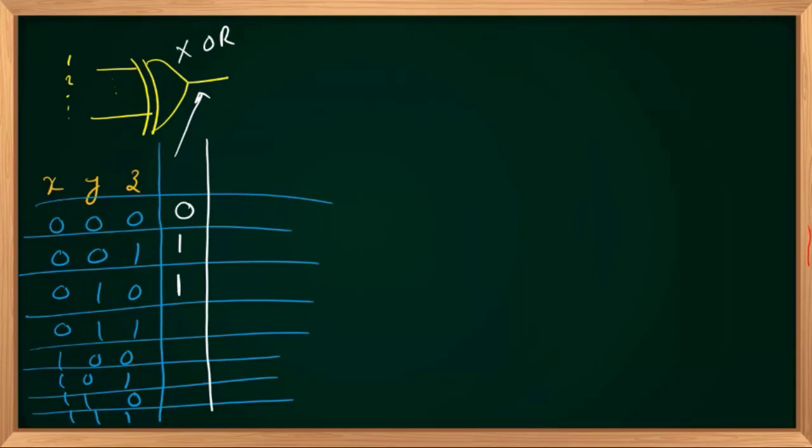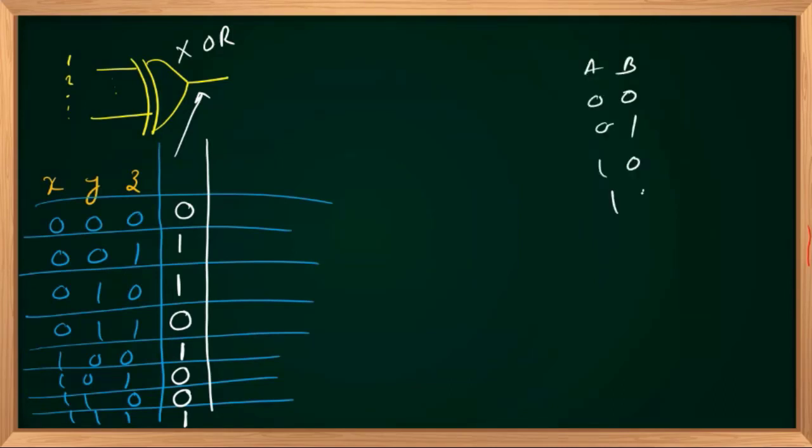0, 1, 1: we have an even number of ones at the input, so it is 0. 1, double 0: odd number of ones. 1, 0, 1: even. 1, 1, 0: even. Triple 1: odd. So this is the truth table corresponding to a 3 input XOR. And the definition, output equal to 1 if and only if the number of ones is odd, is valid for an XOR gate with 2, 3, 4, 5, 6, 7, or any number of inputs. And that is valid for the 2-input case also.